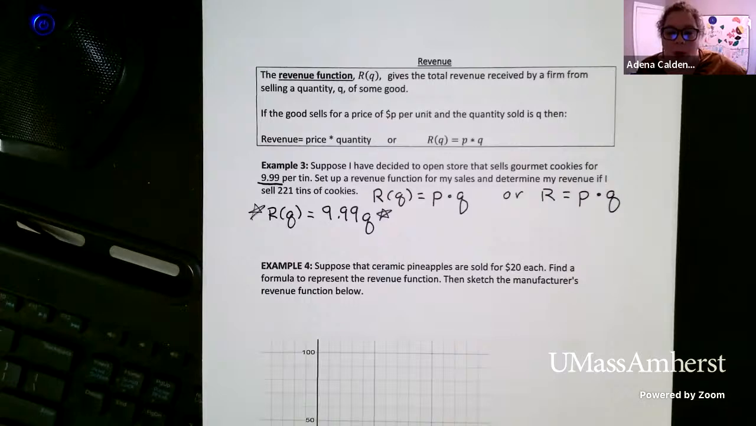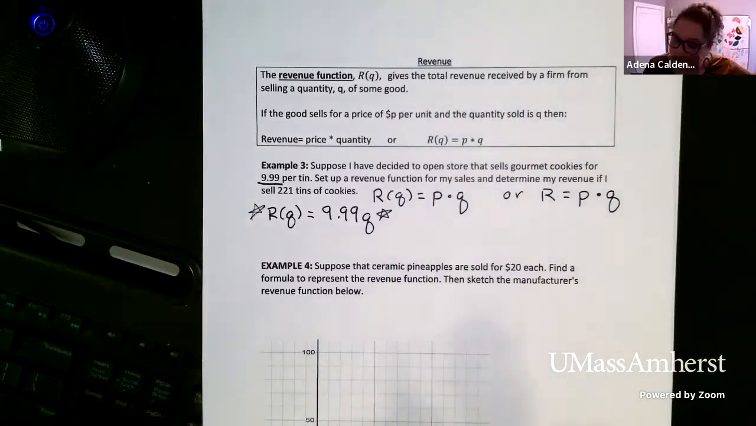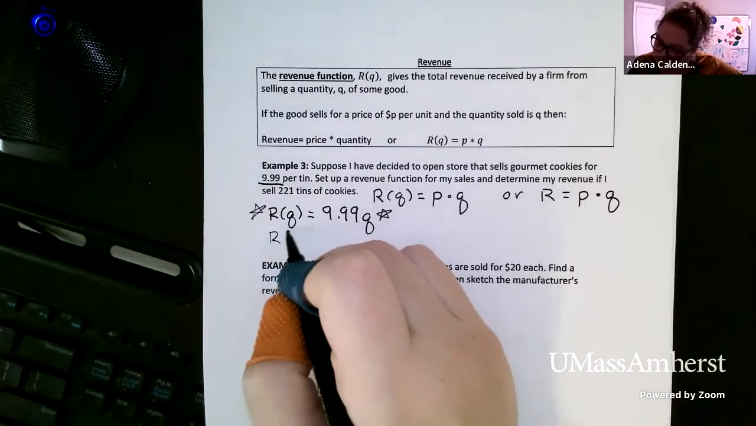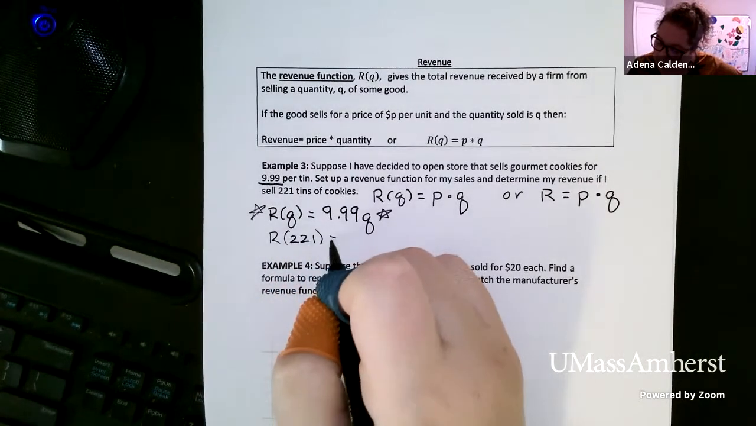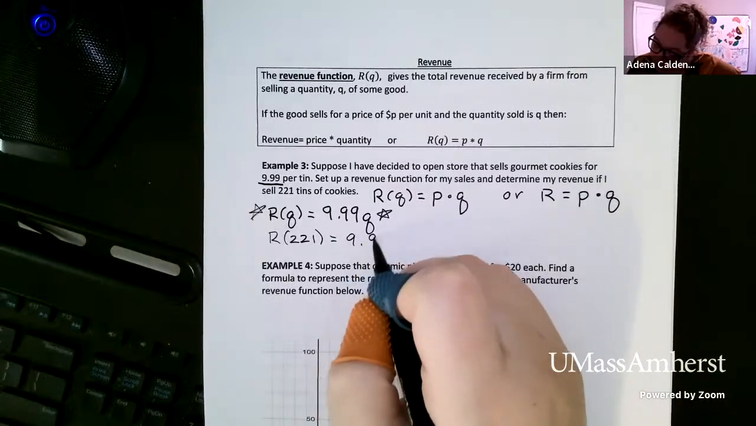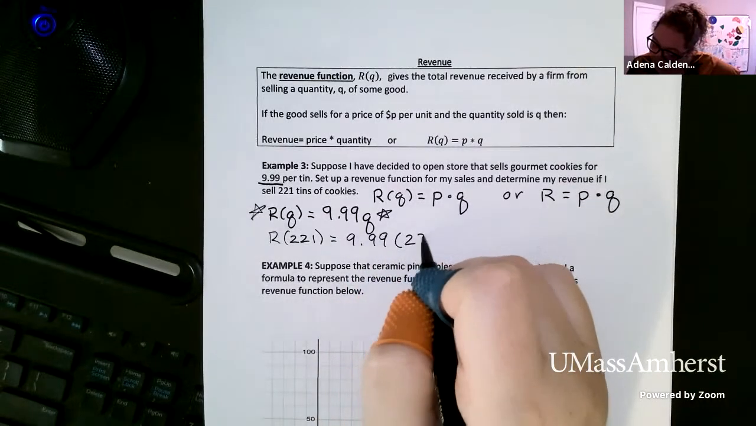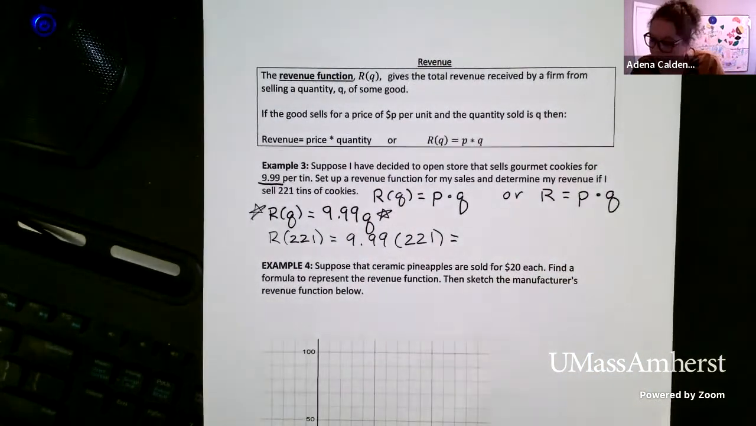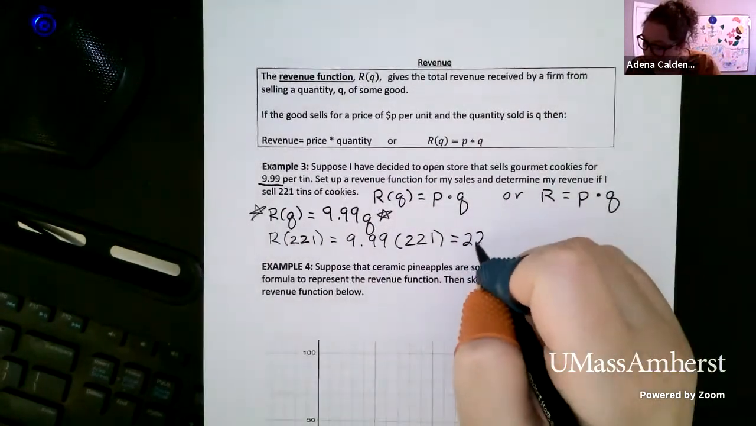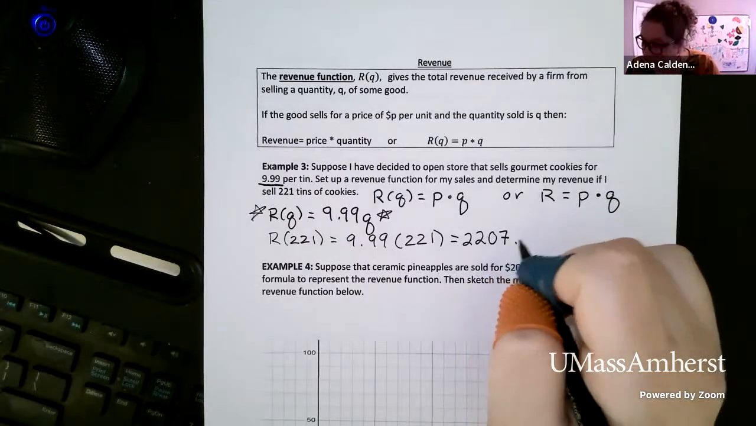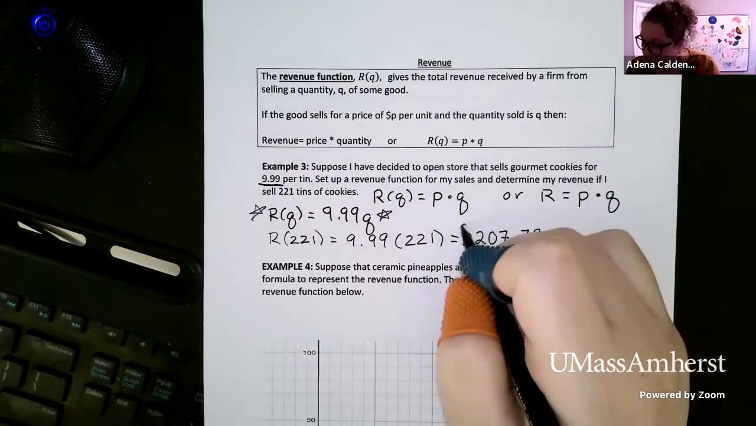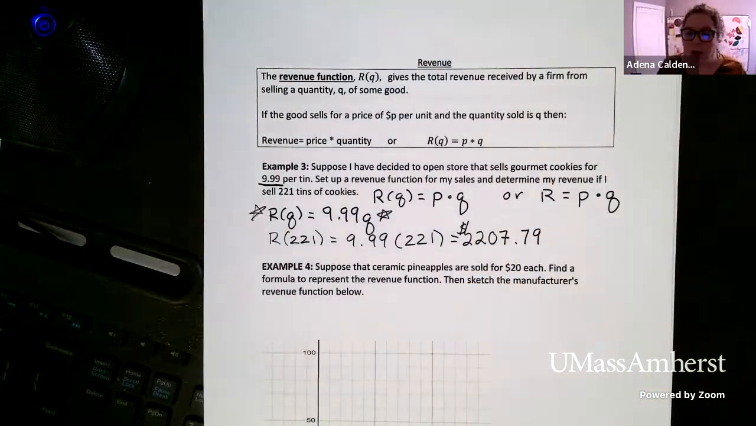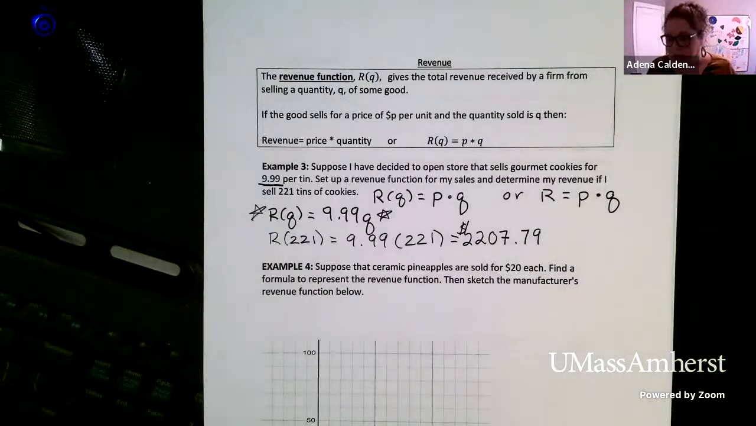Now we want to know how much revenue we bring in if we sell 221 tins of cookies. So we're going to do 221 as our quantity. So $9.99 times 221. We'll plug that into the calculator, and we are going to get $2,207.79.